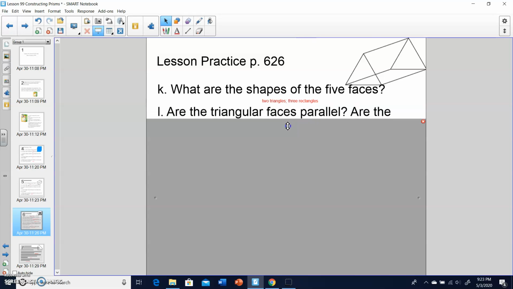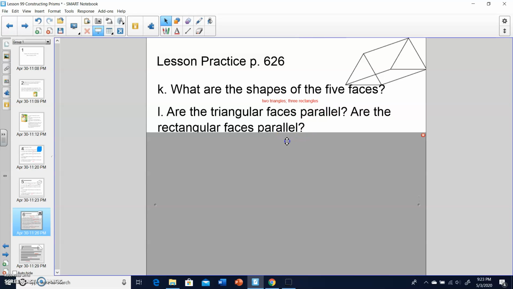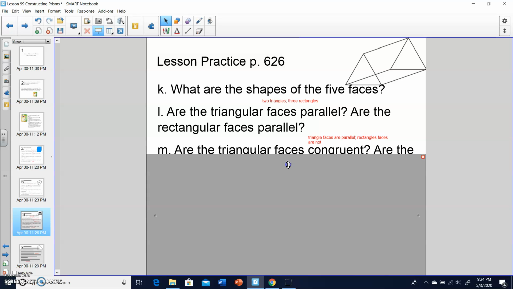Are the triangle faces parallel? Is this parallel to this? If you have your triangular prism, you'll see that yes, they are parallel. Are the rectangular faces parallel? Well, is this side ever going to touch the bottom? Absolutely. Right there they intersect. So no, the rectangular faces are not. So the triangle faces are, the rectangle faces are not.